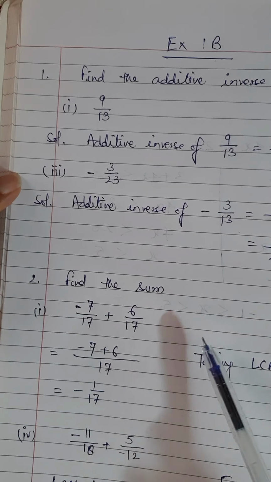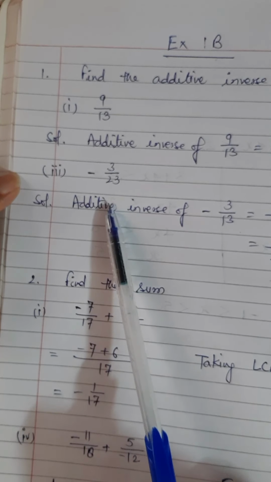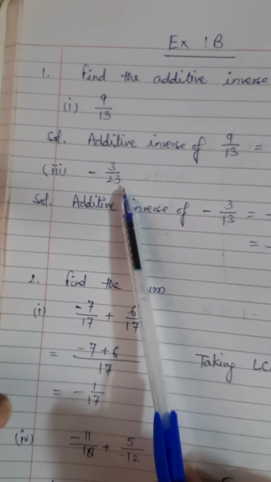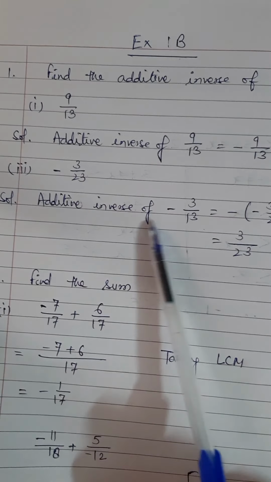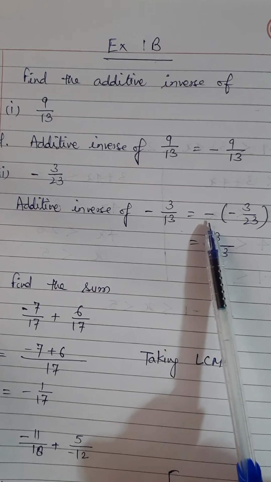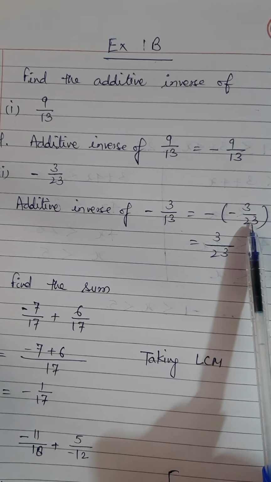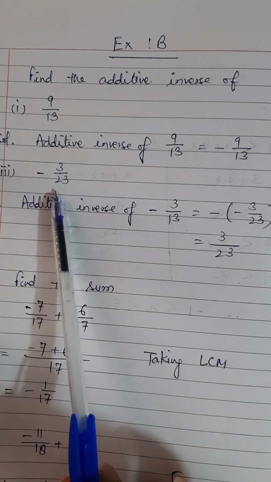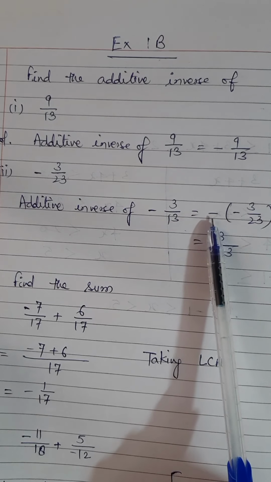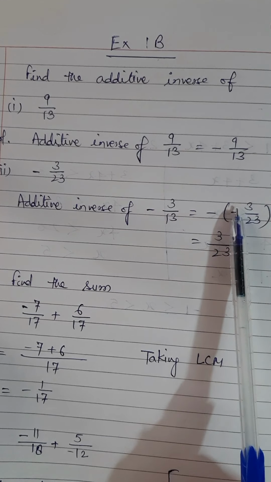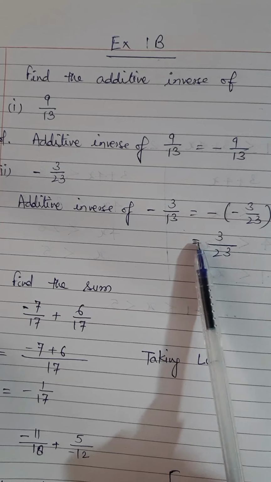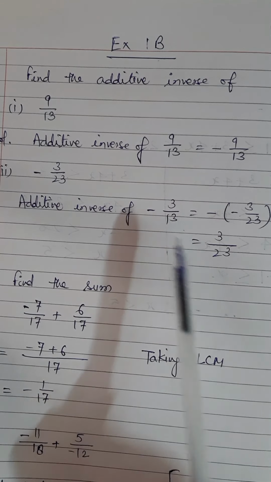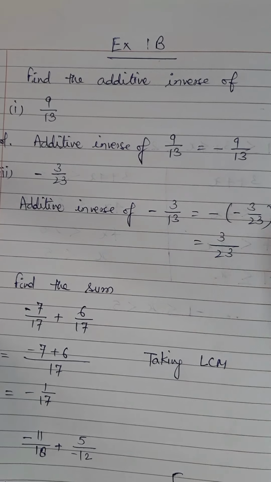Now we are doing the third part. It is given minus 3/23 and we have to find the additive inverse of this rational number. So the additive inverse of minus 3/13 is minus of minus 3/13, because the minus sign is already there with the number. Our rational number is negative, so we have to put an extra minus sign before it. This minus minus becomes plus, so it is a positive rational number. So the additive inverse of a negative rational number is a positive number.